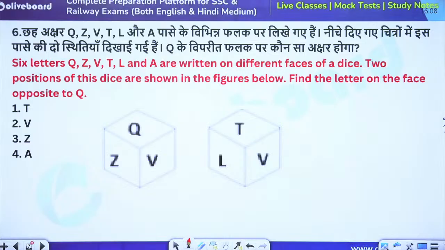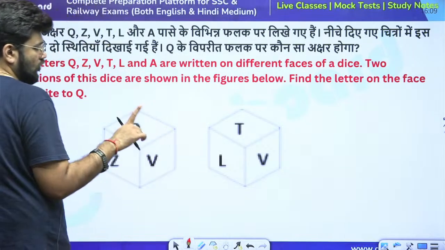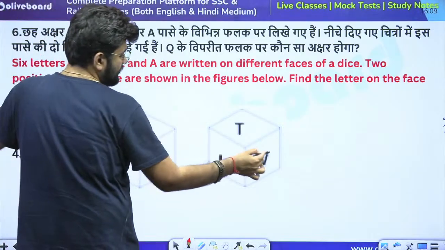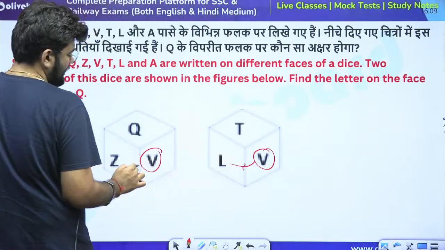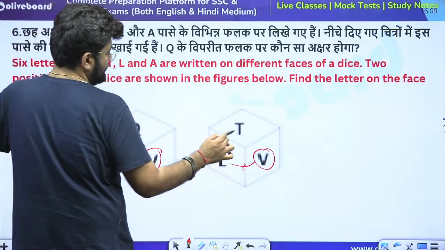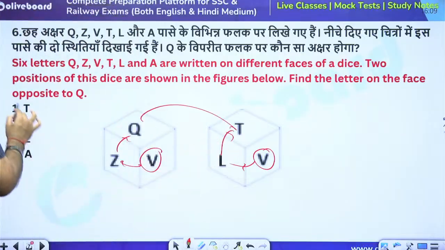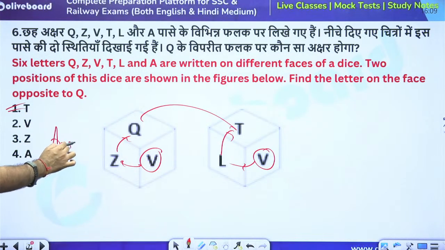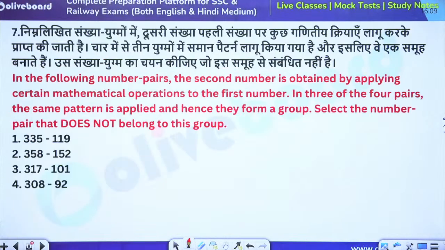Which letter will be opposite to Q? Q has Z, V and L, T, V. There are no two faces common, only one face common, which is V. After V we have L, we have Z here, and after Z we have Q, we have T here. So Q and T are opposite to each other. So option 1 is the correct answer. Okay. Next.